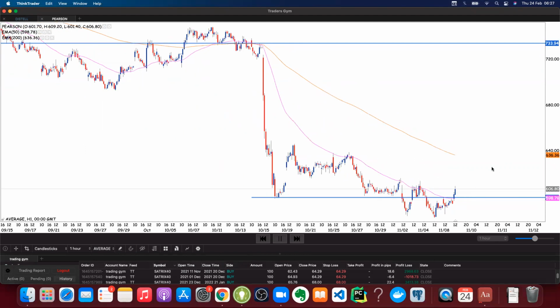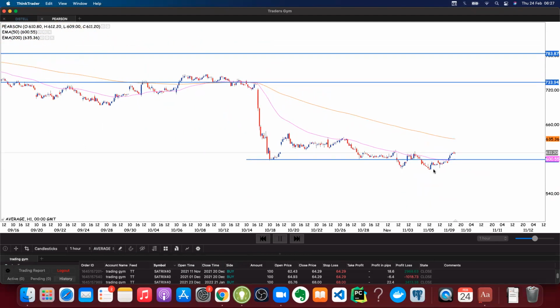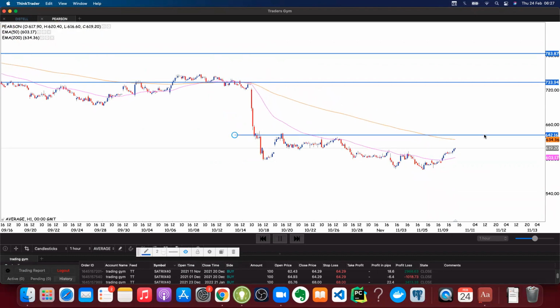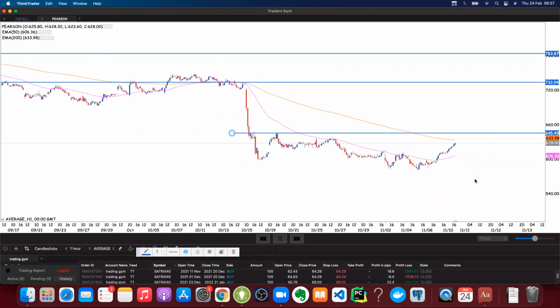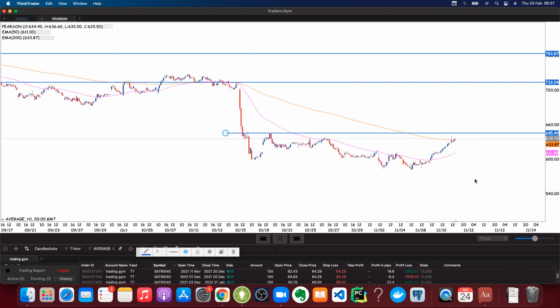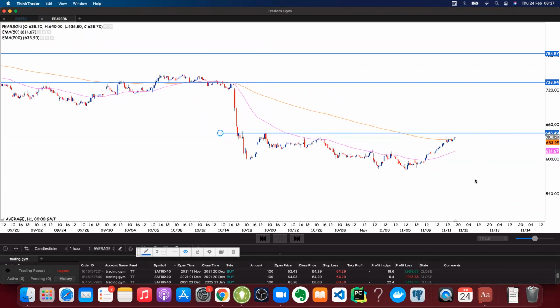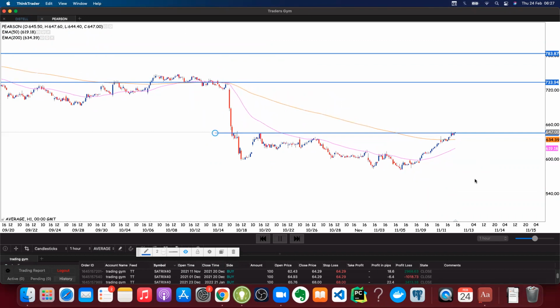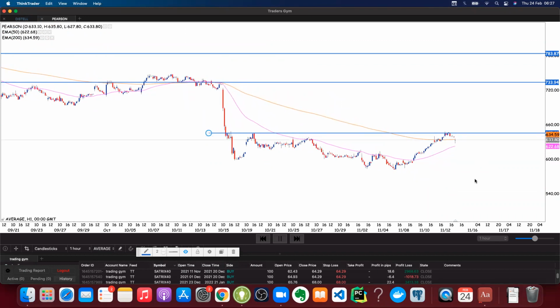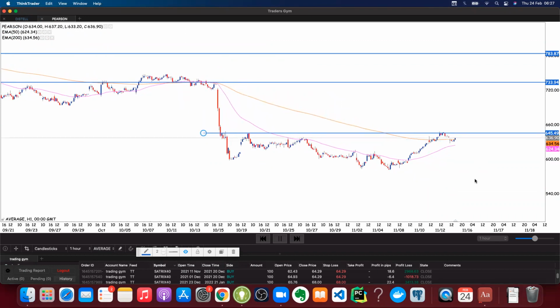Yeah, but I still do think that low is in. I think that low is in. Still think that low is in. But even when I think that, right, I must wait for all my rules to be checked.